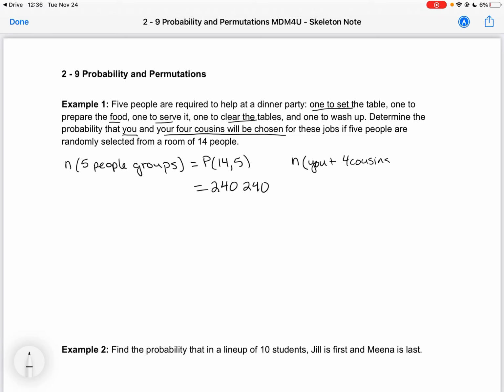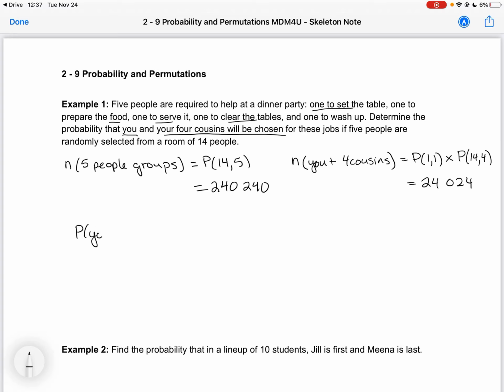Now what we need to do is determine the number of ways that you and your 4 cousins are chosen. So you have to be chosen for one of those groups. So there's only really one way that you can be chosen. Then, from those other people, you are choosing your 4 cousins or your 4 particular people. Multiplying those together is going to give you 24,024.